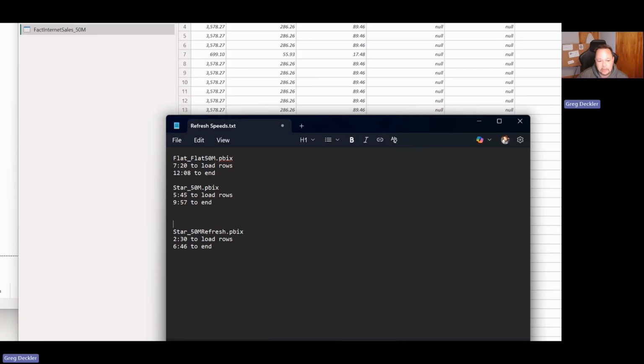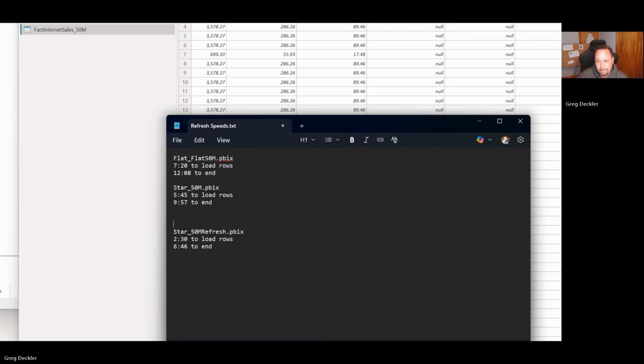The primary difference, in my opinion, looking at the numbers, is the biggest difference, the 2 minutes and 30 seconds versus 7 minutes and 20 seconds, right? You're talking, it's not 4 times, but it's three times faster, right? Versus the overall load time, which is less than 50% faster, I guess you could say.